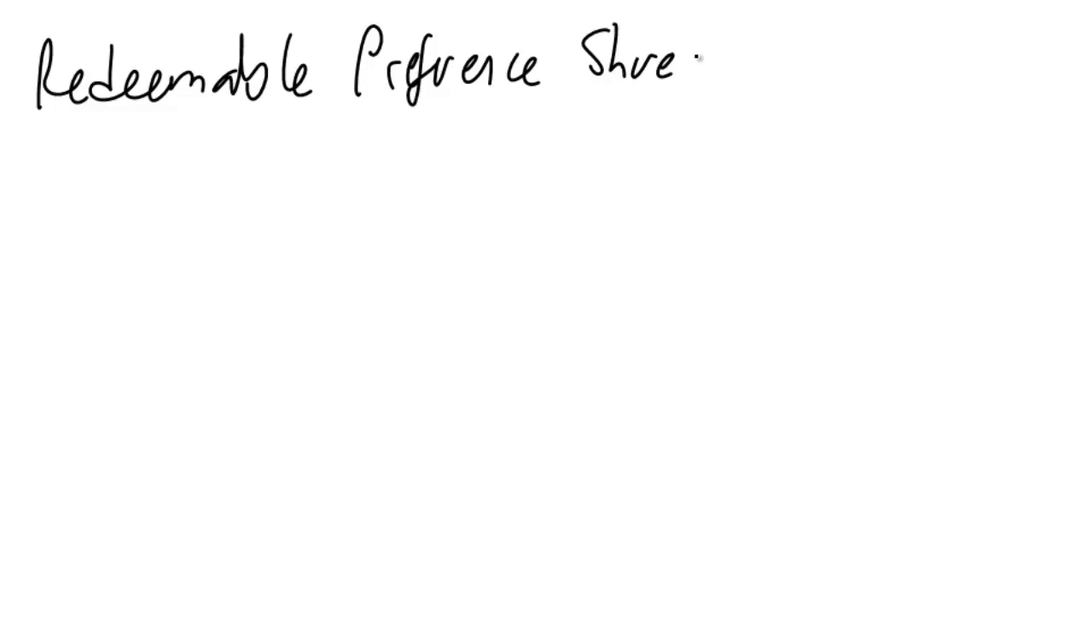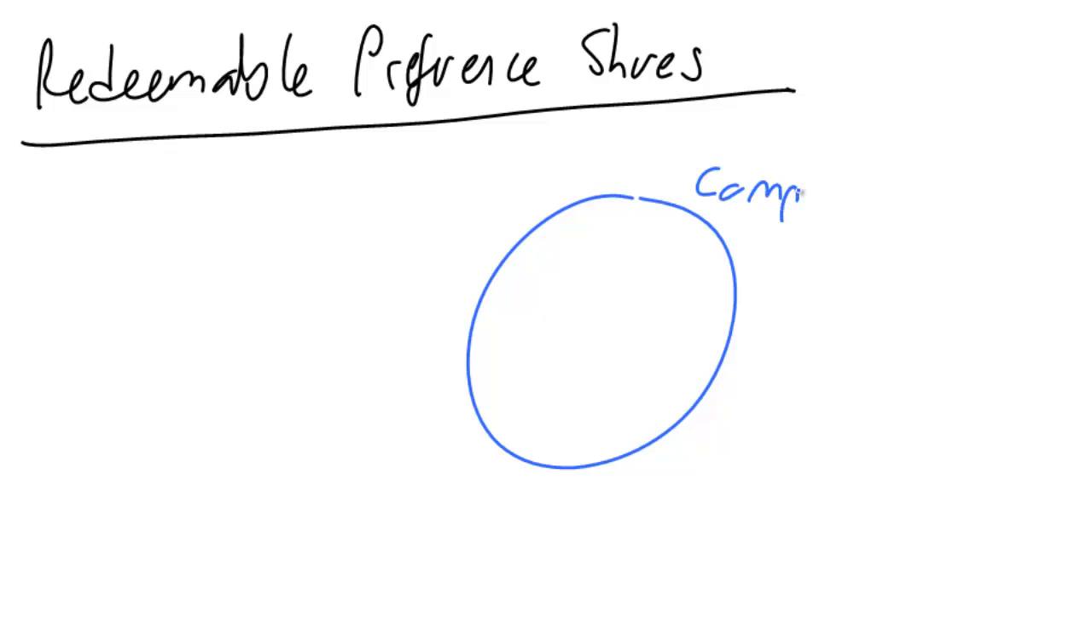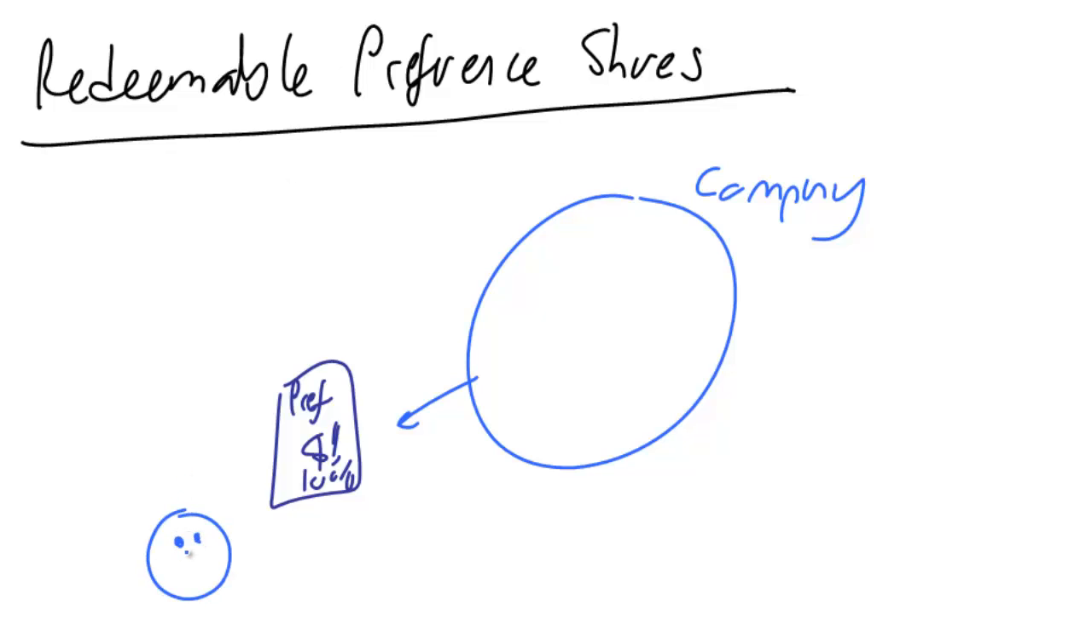So, redeemable preference shares. Company again sells a preference share, $1, 10%, to an angel investor. And the angel investor says, okay, I'll give you some money on this preference share, so I'll invest some money in the company.